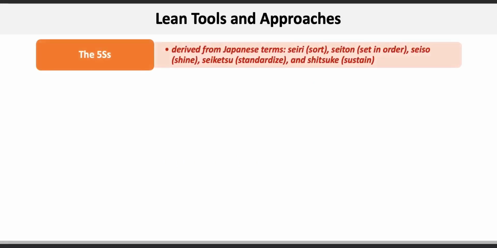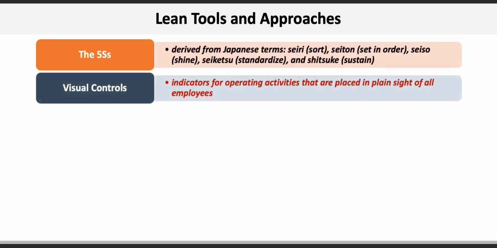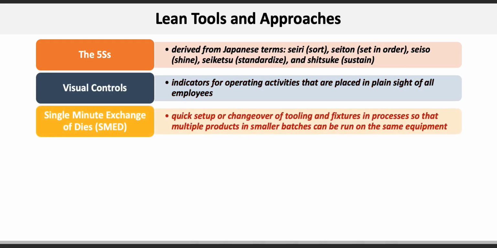They include the 5 S's, which is derived from Japanese terms pertaining to sort, set in order, shine, standardize, and sustain. Another tool is the use of visual controls, which are indicators for operating activities that are in plain sight of all employees so everyone can quickly and easily understand the status and performance of the work system. A third tool is single-minute exchange of dies, which refers to the quick setup or changeover of tooling and fixtures in the processes so that multiple products and smaller batches can be run on the same equipment.